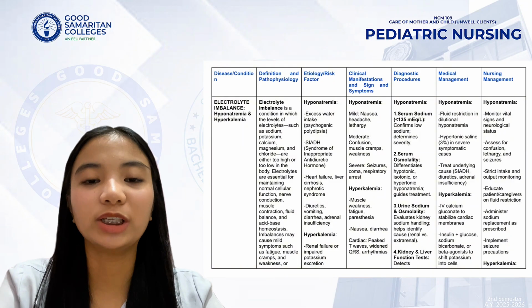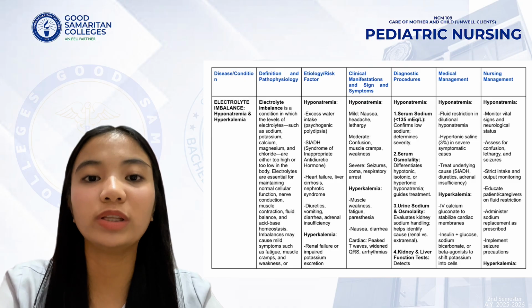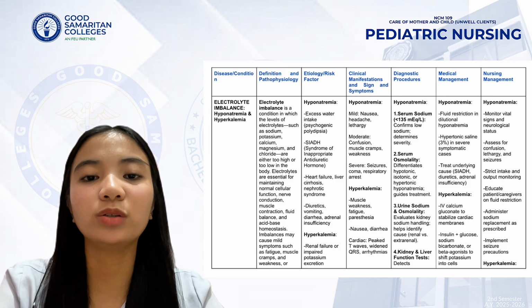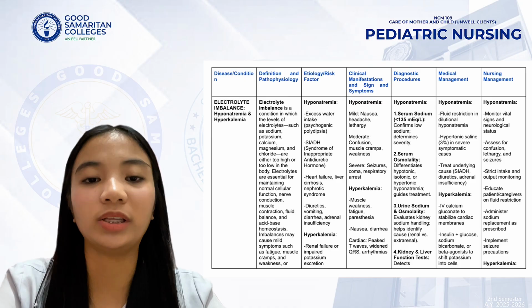The medical management of hyponatremia aims to correct sodium levels and address fluid imbalance. Fluid restriction is commonly implemented, especially in cases of dilutional hyponatremia, to reduce excess water in the body. So, ang dilutional hyponatremia is a type of low sodium in the blood that happens not because sodium is lost, but because there's too much water in the body.